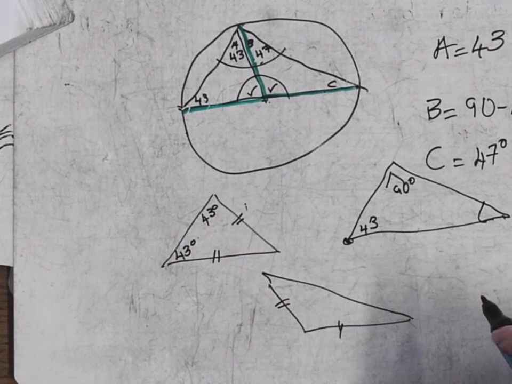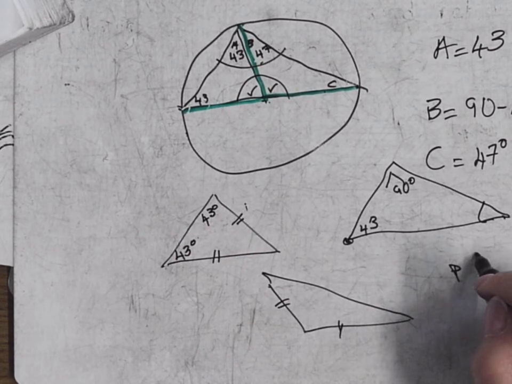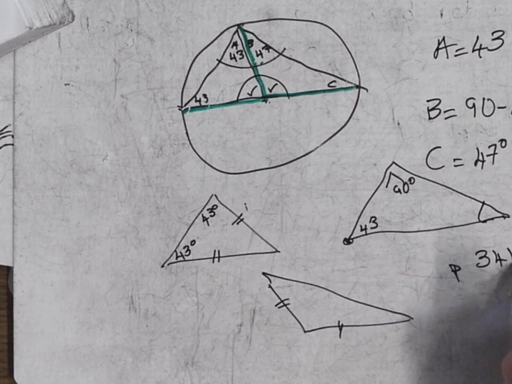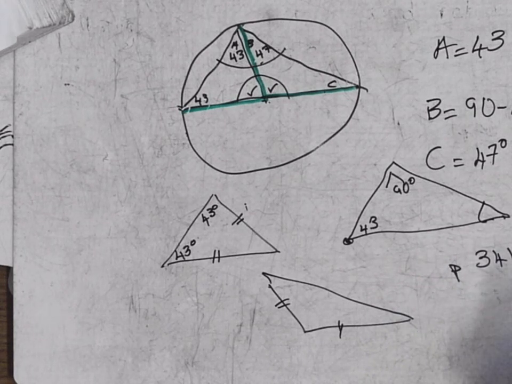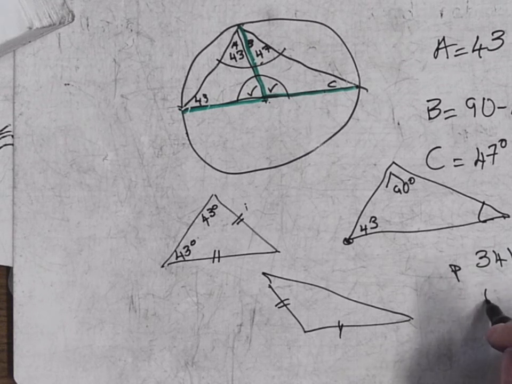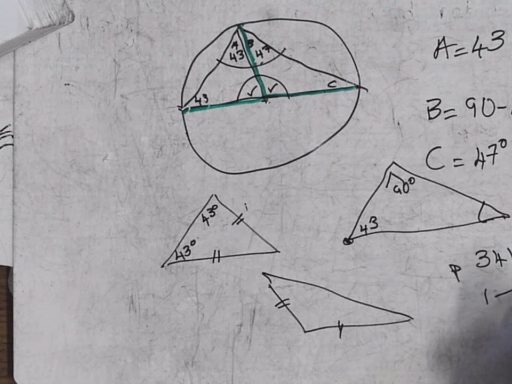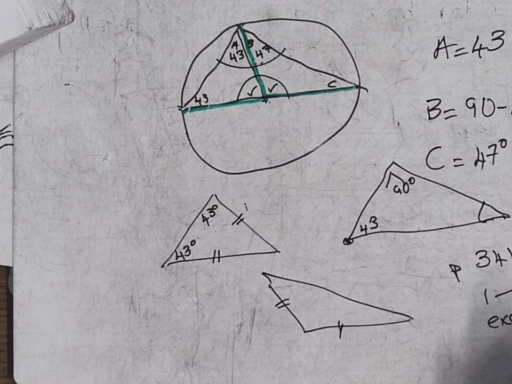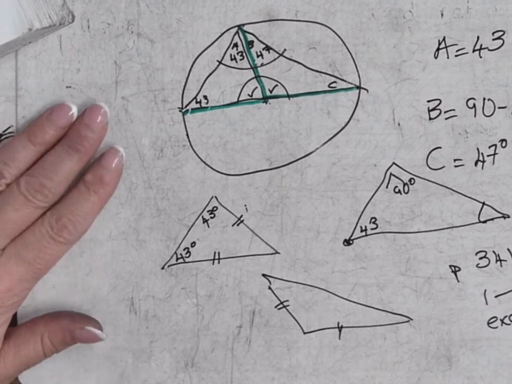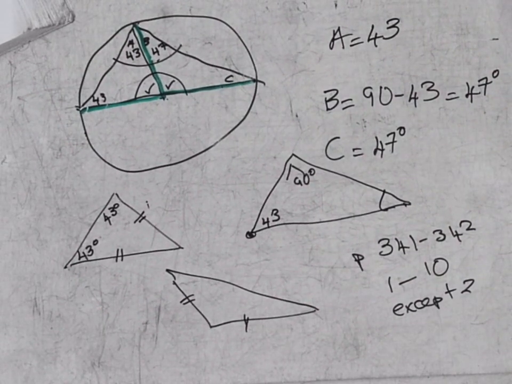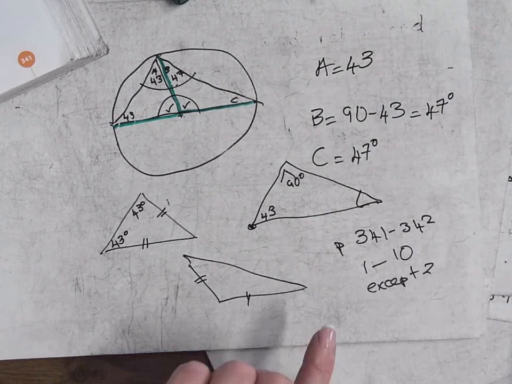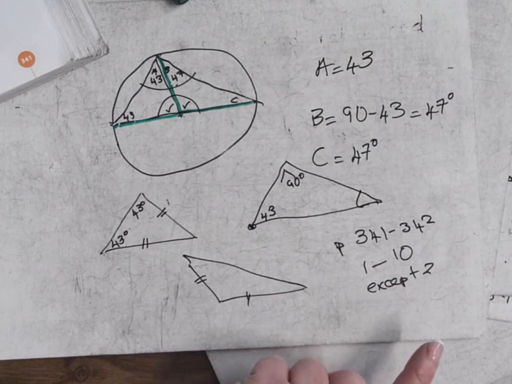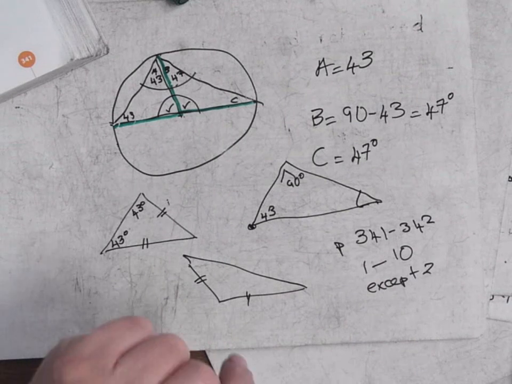Okay, I'm going to give you a few of these for homework before I do my construction. So page 341 to 342. Let's do 1 to 10, except number 2 because I just did it. So 341 to 342, 1 to 10, except number 2, and I'm going to go on and do my construction now.